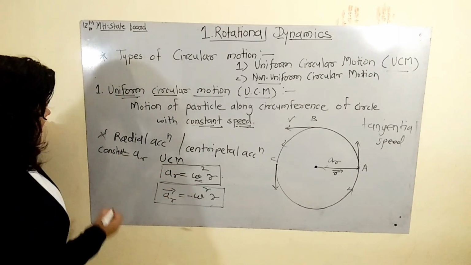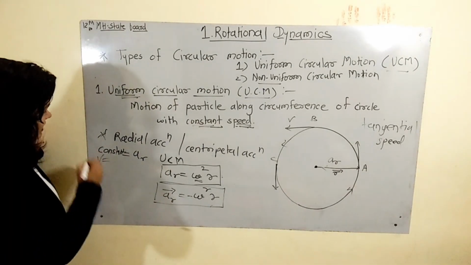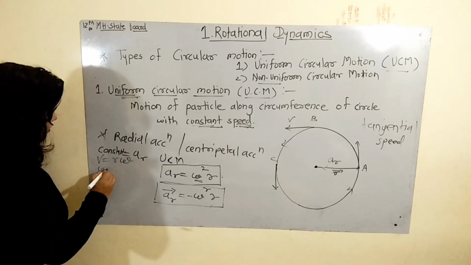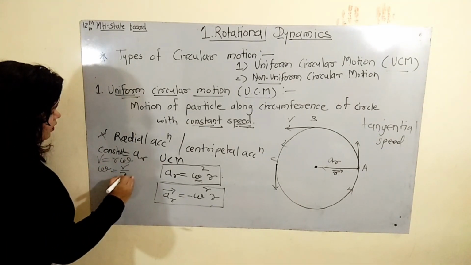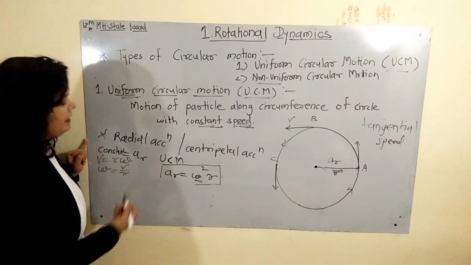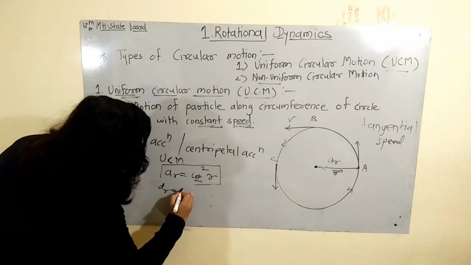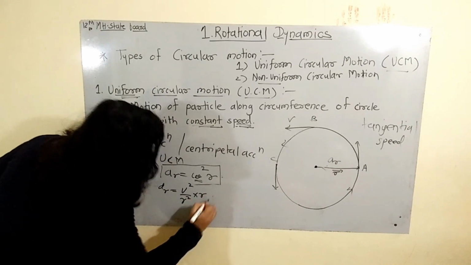Now we know that this radial or centripetal acceleration is in the form of angular velocity. We know the relation between linear velocity and angular velocity as v is equal to r omega. Now if we find the value of omega, omega is equal to v upon r. If we put the value of omega here, we get acceleration is equal to v square divided by r square into r.